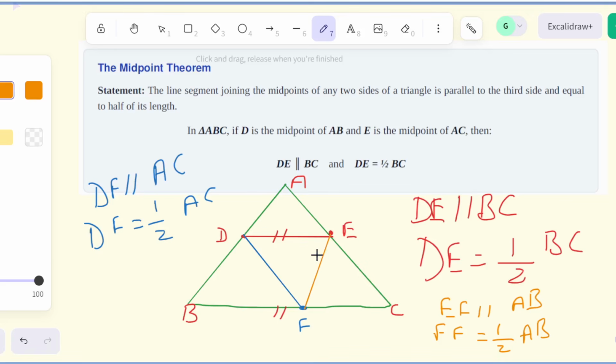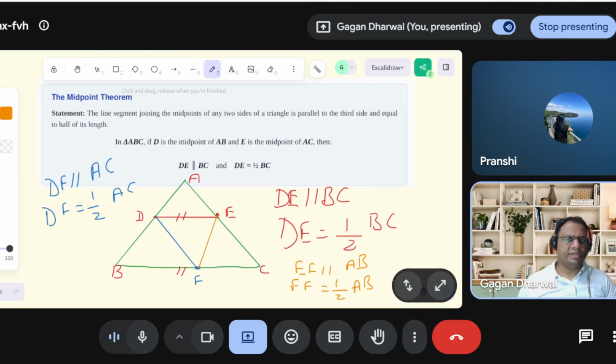Are you writing it down? I'm just waiting for you to finish writing it. Okay, now you can write it down. Again, I'll repeat the same thing, and you keep writing.